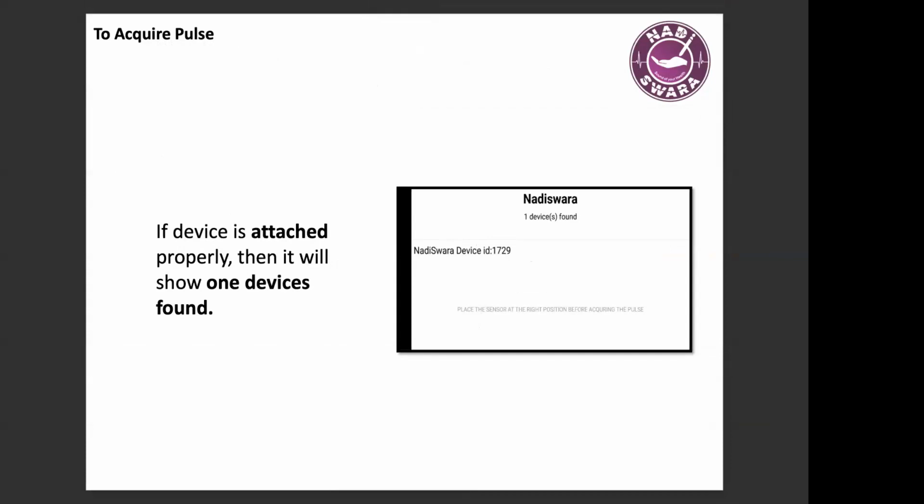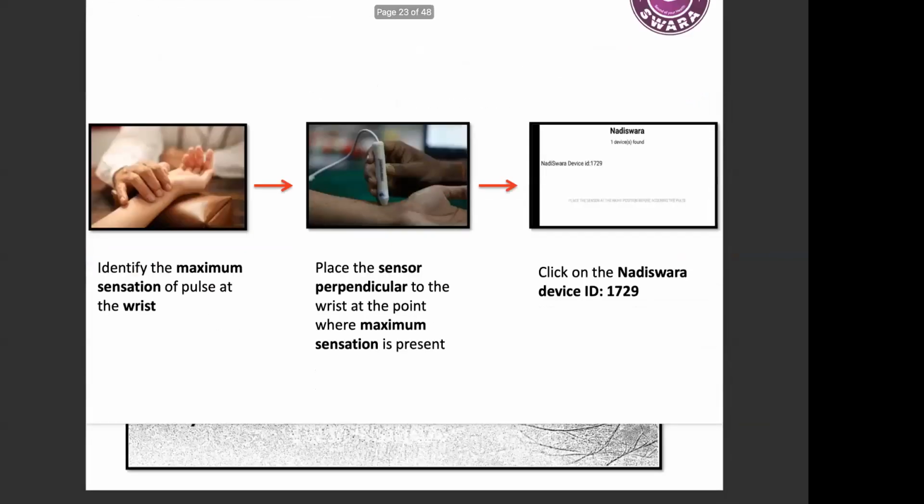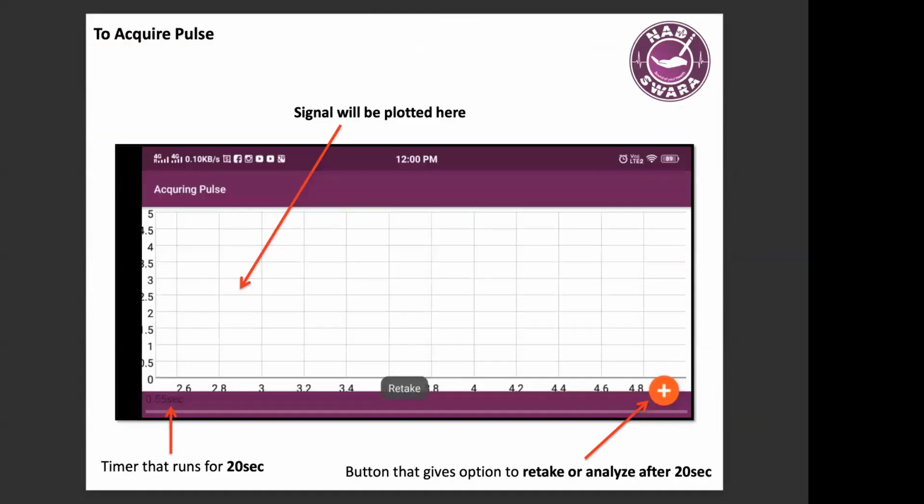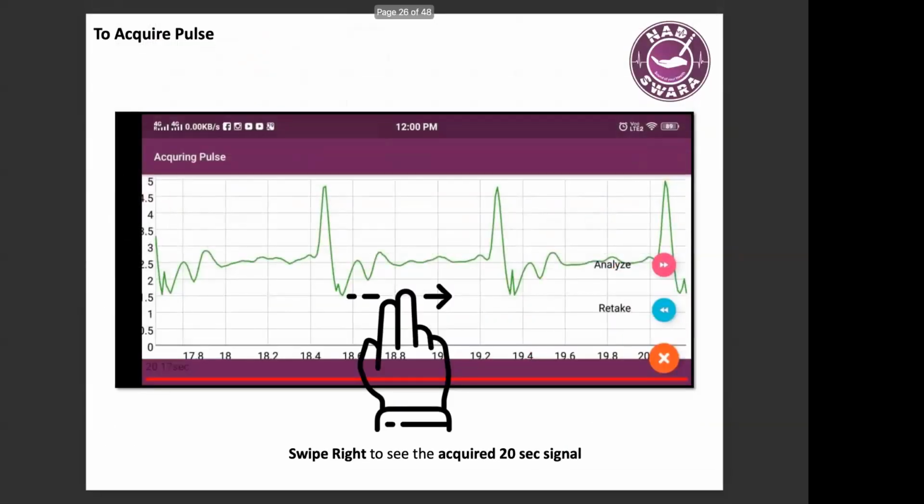Okay, sir. So once we click it, automatically it will go to that graph page and start taking the readings immediately, right? Yes, immediately, once you click that, you will go to this page. After this, if you keep a sensor on your radial artery, you'll get the signal like this.